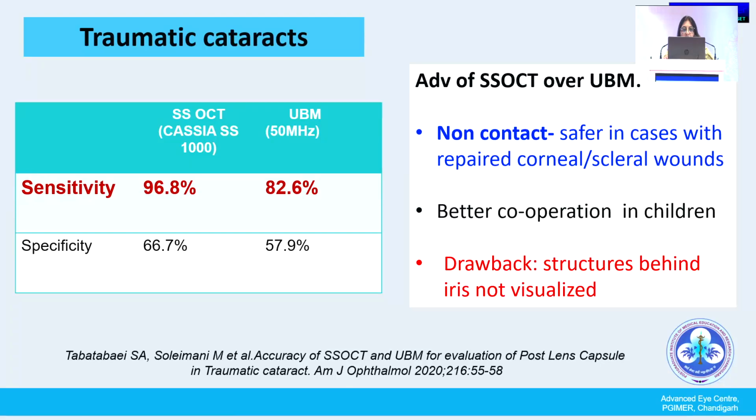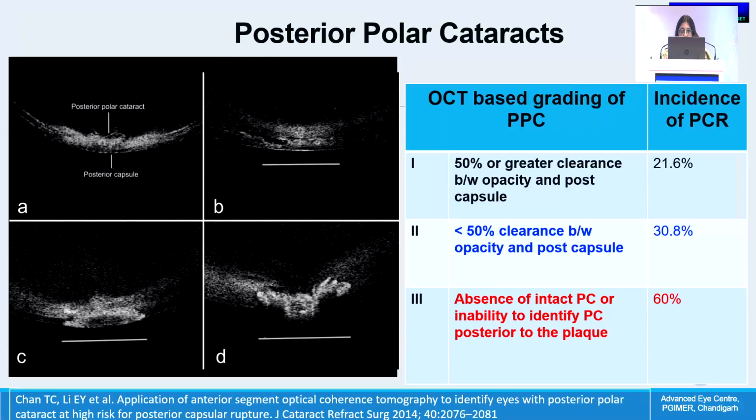In traumatic cataracts, the sensitivity of the swept source OCT has been shown to be extremely good, close to 97%. The advantages of a swept source OCT over the UBM are that it's non-contact, so it's safer in cases with repaired scleral wounds, and we have better cooperation in children. The only drawback is that structures behind the iris cannot be visualized, which can be seen with a UBM.